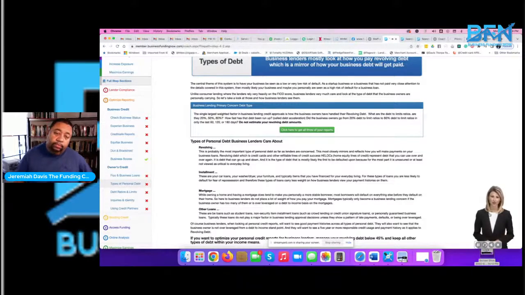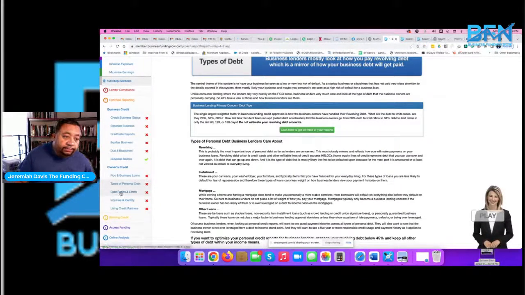Revolving debt is the most important type of personal debt as far as business lenders are concerned. This type of debt most closely reflects how you will make payments on your business loans. Revolving debt is the type of debt that is most likely the first to be defaulted on because, for the most part, it is unsecured debt or at least not viewed as critical to everyday living. Business lenders will want to see good payment histories across all types of personal debt.